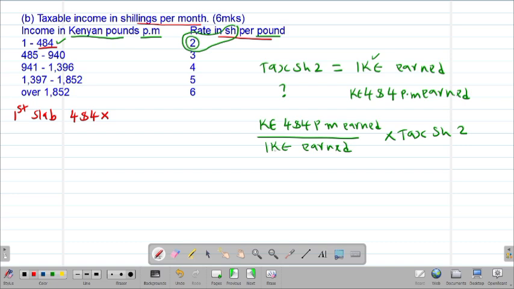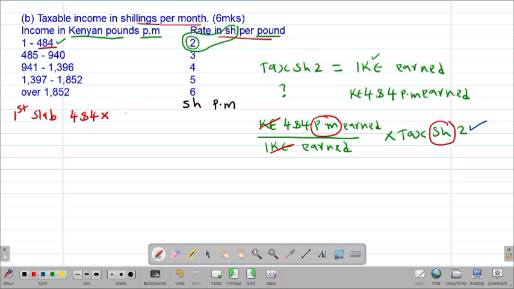Clearly you can see that the Kenyan pounds will cancel out. Therefore, our final answer will remain in shillings per month. So whatever we are going to get here must be in shillings per month. Then clearly you can see that every value we are going to be multiplying by 2.